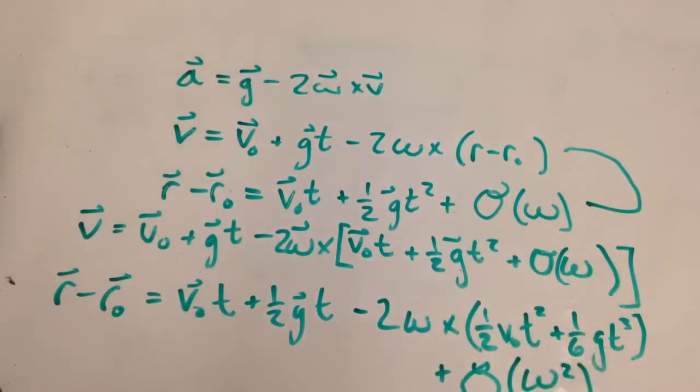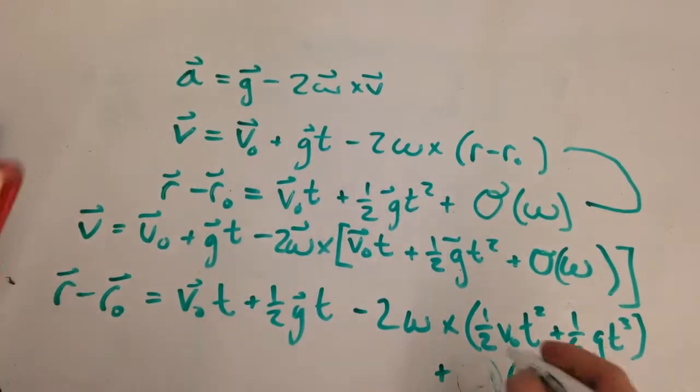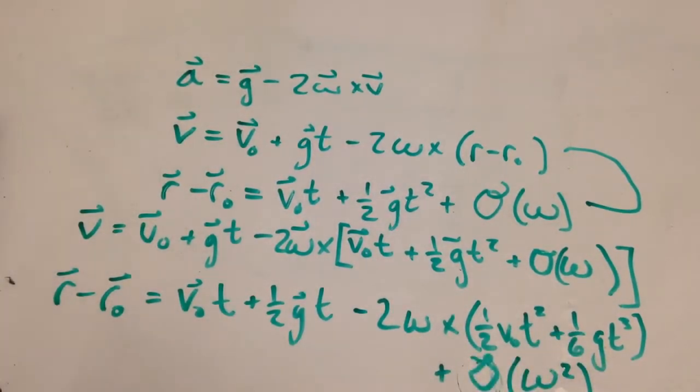We can then substitute this lowest order expression for r minus r naught back into our equation for velocity, and then integrate again to get r minus r naught is equal to v naught t plus 1/2 g t squared minus 2 omega cross (1/2 v naught t squared plus 1/6 g t cubed) plus terms of omega squared. Compare the two terms in v naught.